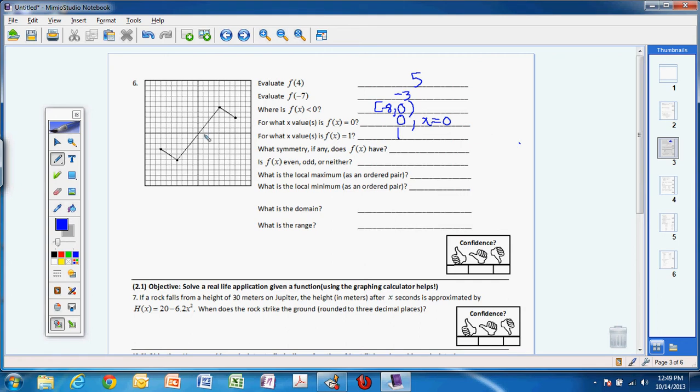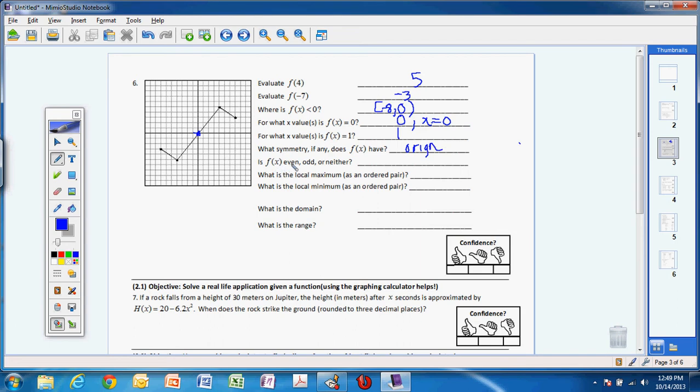Now, when I check origin symmetry, that's when I actually rotate it around the origin 180 degrees. So if I were to place my point here and rotate this upside down, notice it actually falls on itself. It looks like the same function. So in this case, what symmetry does this graph have? This actually has origin symmetry.